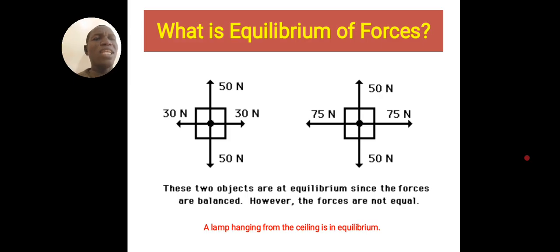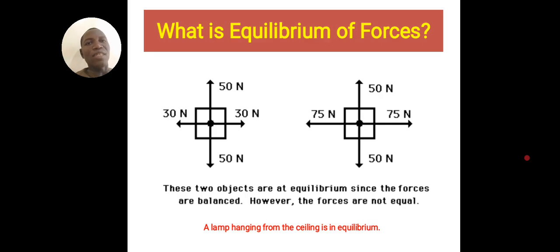Okay, so let's quickly look at these examples. This is a box in the middle. The arrows indicate forces acting on the box. Now, vertically, we have 50 upwards, 50 downwards. Horizontally, we have 30 left, 30 right. Now, will this object be at rest or will it be in motion?